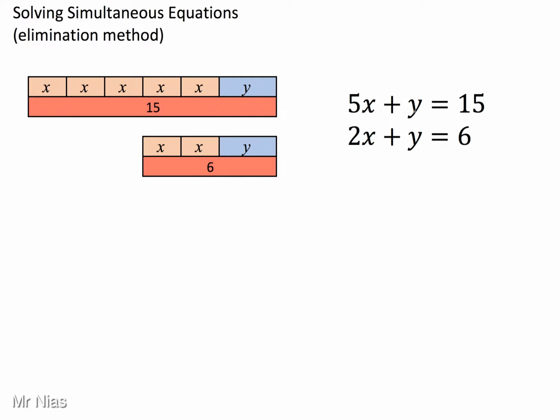So at the top there, we have 5x's and a y. And so we have 5x's in a row and a y, and they equal 15. So the 15 is the same size as the 5x's and the y. And at the bottom one, we have 2x's and a y. And they're equal to 6. So they are the same size as 6. Remember, equals just means the same as. So 5x plus y is the same as 15. 2x plus y is the same as 6.